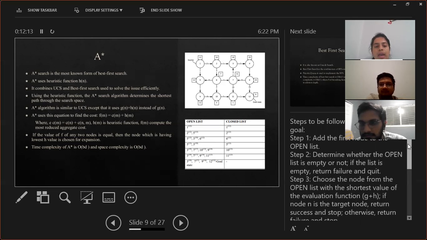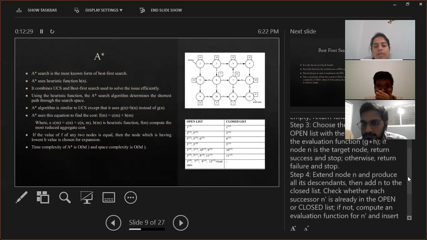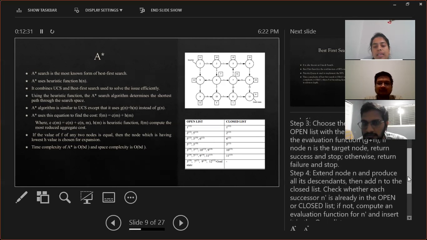Initially, first we need to add the first node to the open list, and determine whether the open list is empty or not. If the list is empty, then it returns failure and quits. Choose the node from the open list with the shortest value of the evaluation function, which is g plus h. If the node n is the target node, return success and stop. Otherwise, return failure and stop.